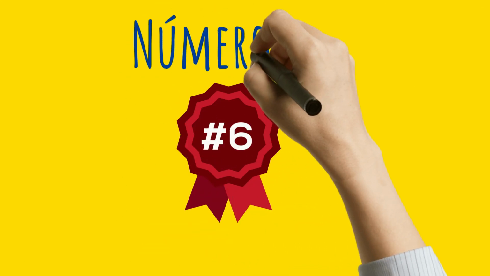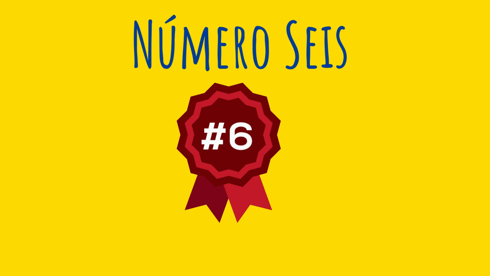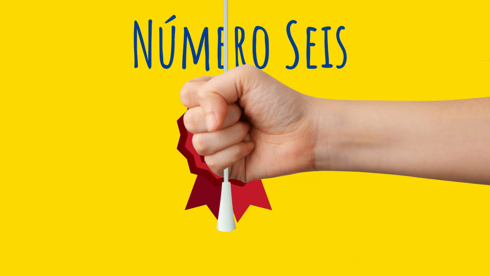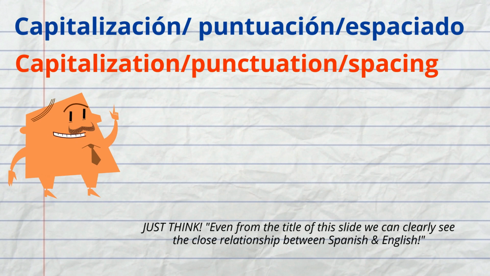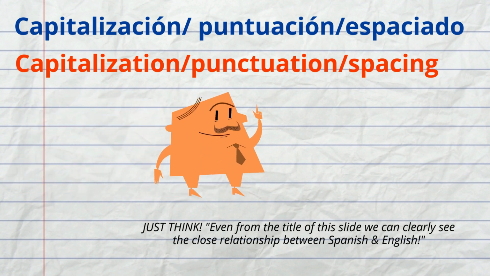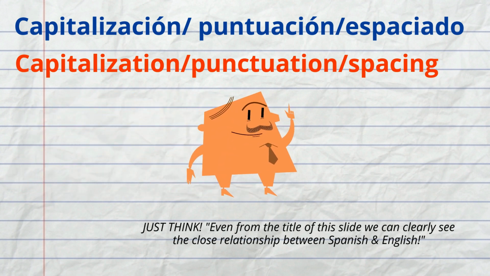Número 6. Number 6. Even the numbers sound similar. Capitalization, punctuation, and spacing. Just think, even from the title of this slide, we can clearly see the close relationship between Spanish and English. You can literally replace every word one by one. Capitalización, capitalization. Puntuación, punctuation. Espaciado, spacing.